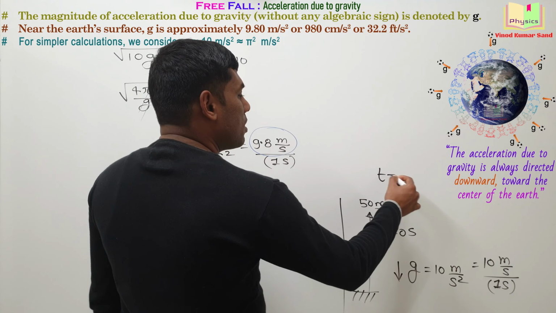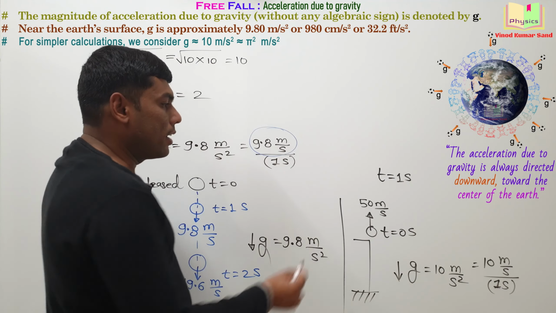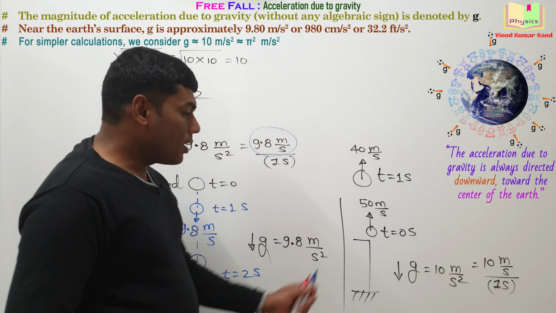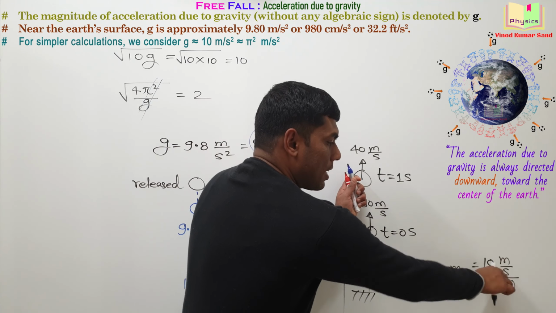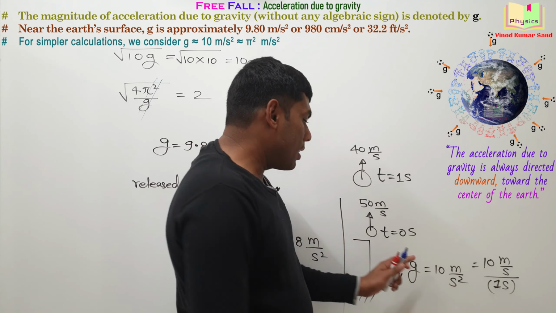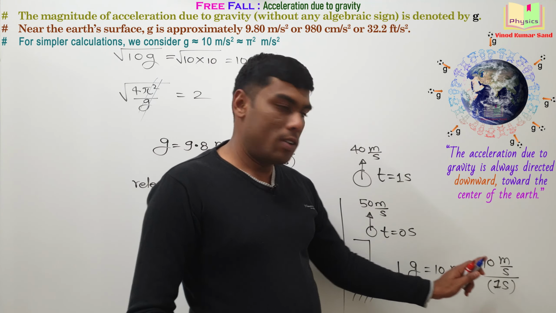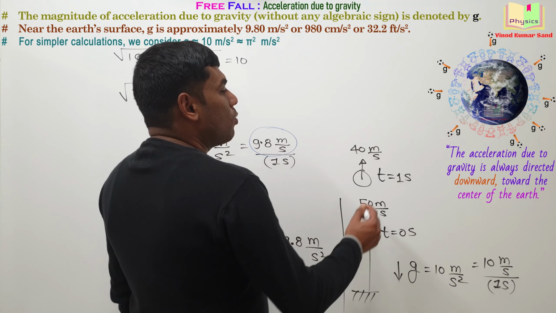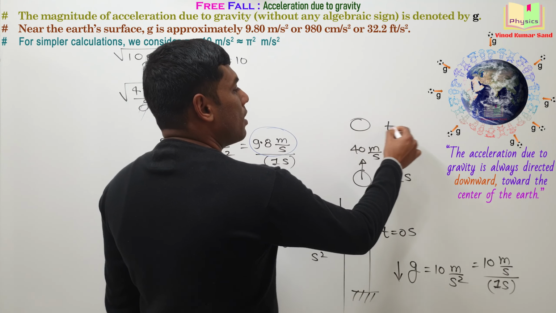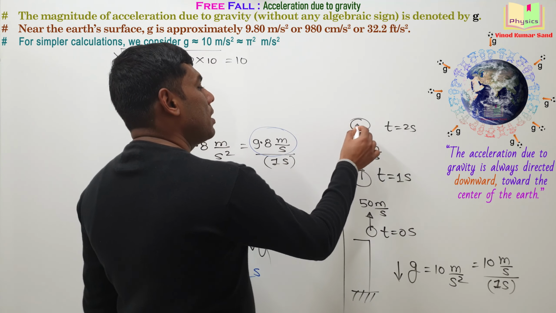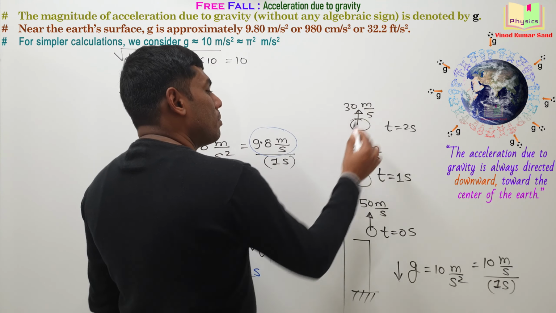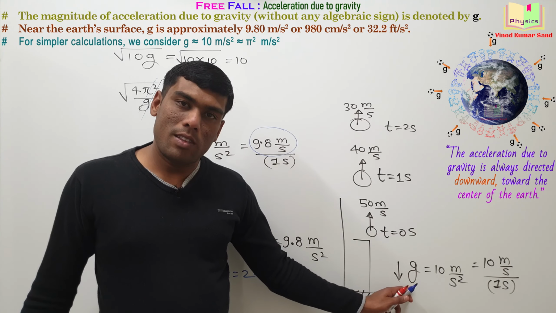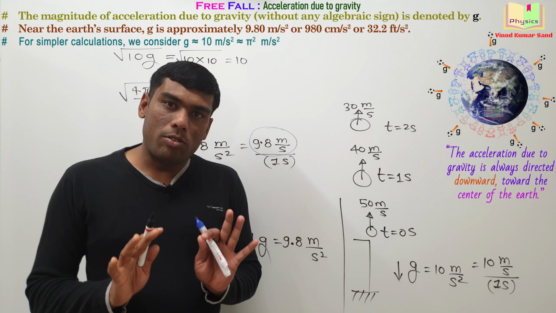If I ask you how much is the velocity of this ball at t is equal to 1 second, your answer should be 40 meter per second. You understand it? Out of 50 meter per second, in 1 second, the change was in this direction and that change was 10 meter per second. Okay. So at t is equal to 1 second, the speed is 40 meter per second. If I ask you what is the velocity at t is equal to 2 seconds, what should be your answer? It will be 30 meter per second, because in the next 1 second, velocity decreases by 10 because acceleration is in this direction. I hope you get the meaning of g.